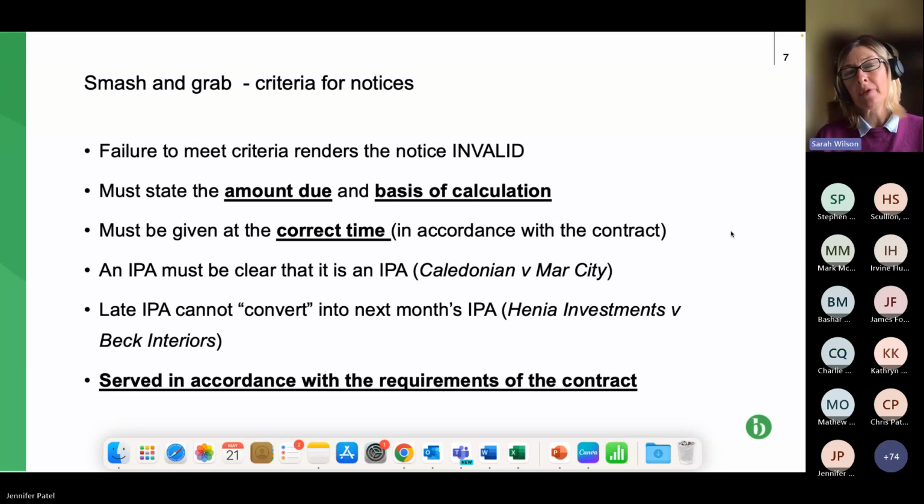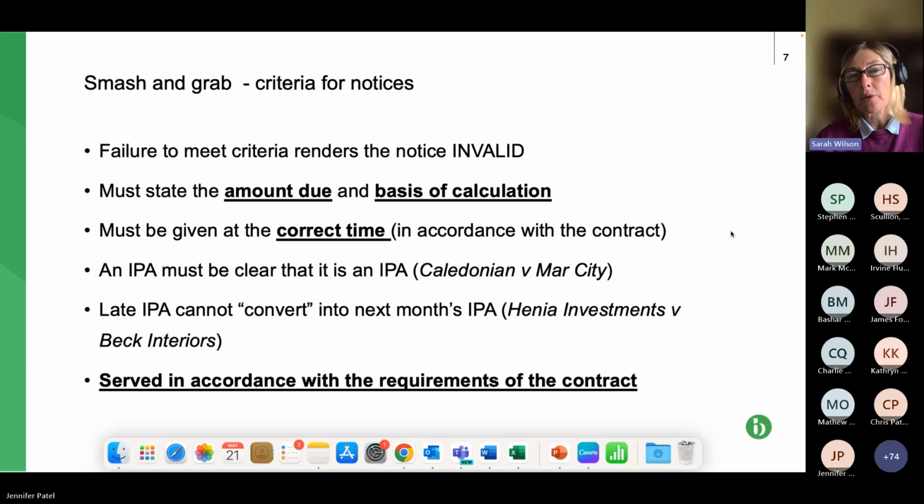Because if you think about it, even though it's called an interim payment application, the other documents are called notices, and effectively the IPA may end up being a notice if the other notices aren't served. And the whole purpose of a notice is that you're notifying the other party. So the aim here isn't to hide what it is, it's to be very clear what the document is that you're submitting. Also, another case, Henia Investments and Beck Interiors.